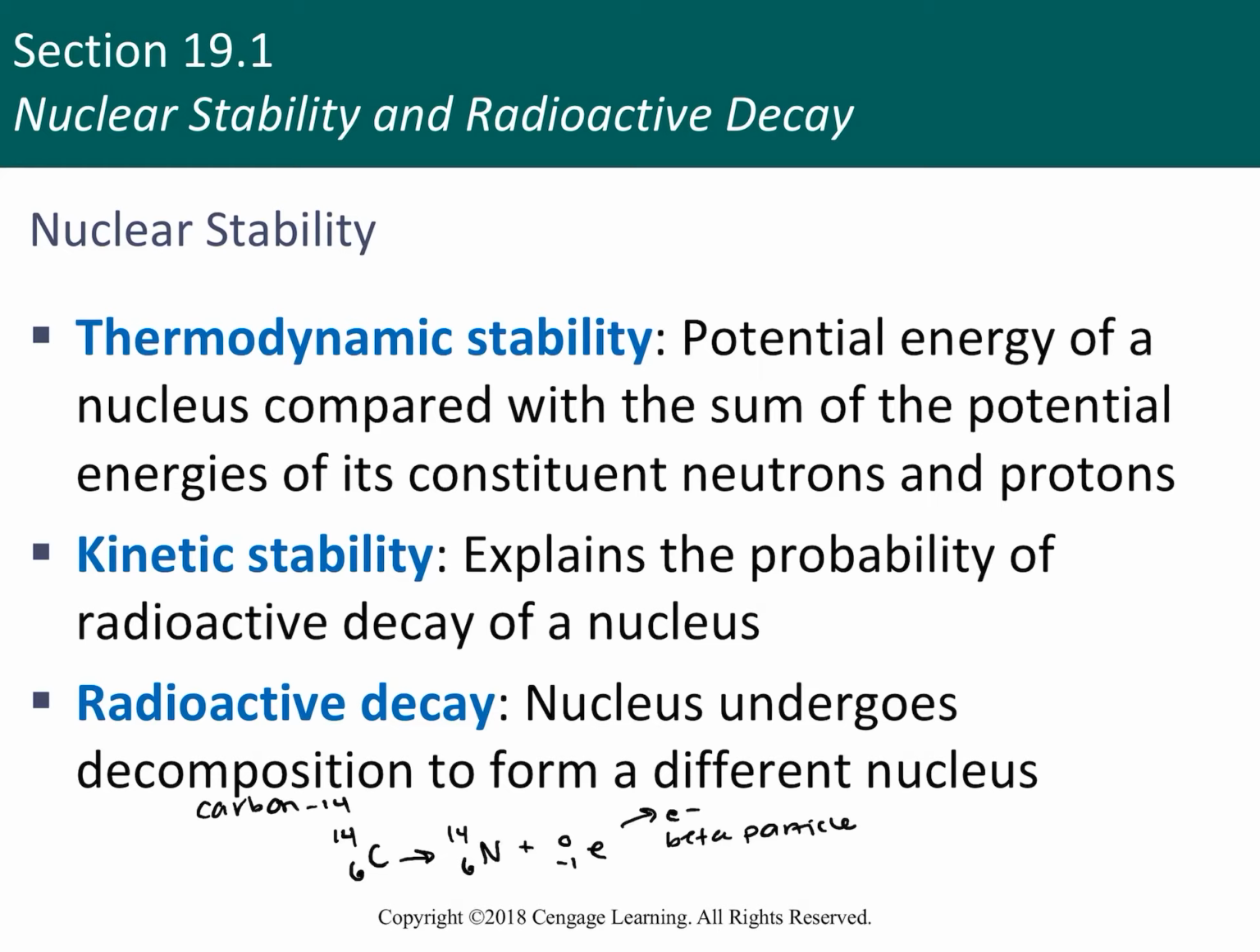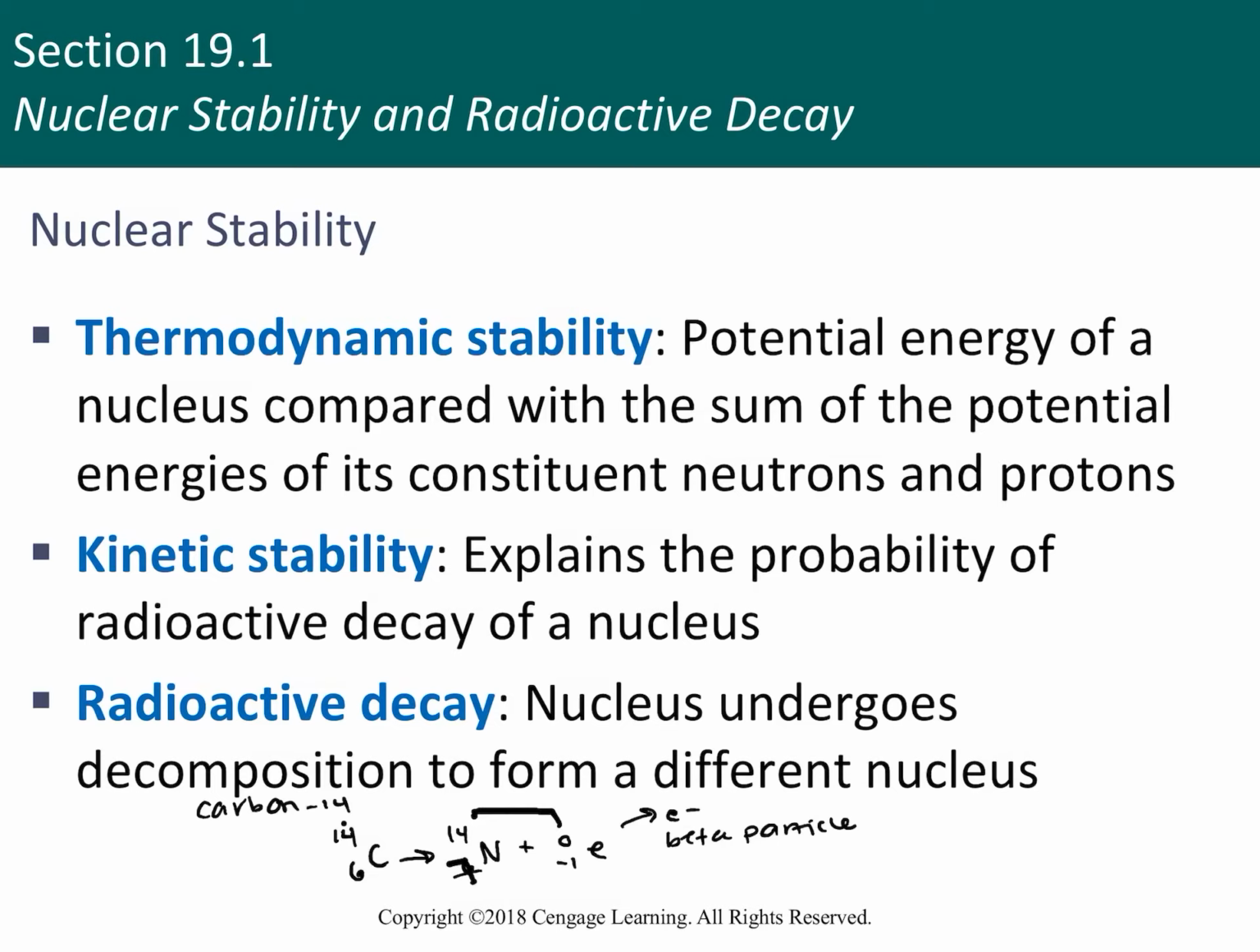This equation is typical of representing radioactive decay. What has to happen in an equation is that your mass numbers and atomic numbers have to sum up. If you look here, 14 plus 0 makes 14, and 7 minus 1 makes 6. So in a radioactive equation, the mass numbers and the atomic numbers have to sum up on both sides because it has to be equal.